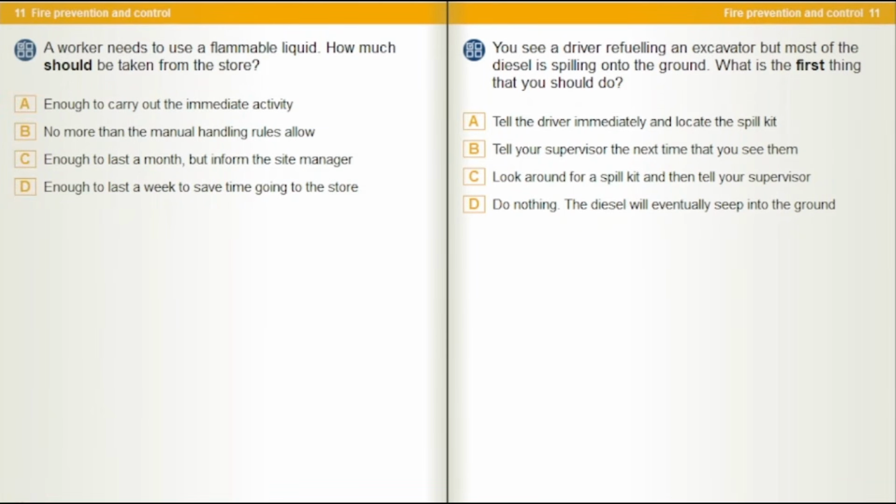You see a driver refuelling an excavator, but most of the diesel is spilling onto the ground. What is the first thing that you should do? Tell the driver immediately and locate the spill kit. Tell your supervisor the next time that you see them. Look around for a spill kit and then tell your supervisor. Do nothing. The diesel will eventually seep into the ground.